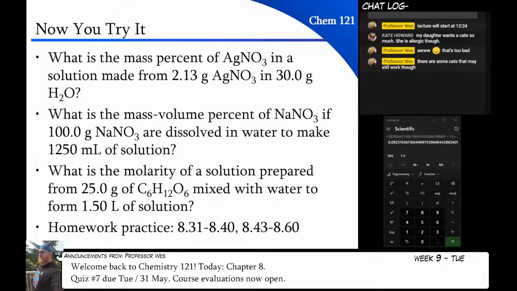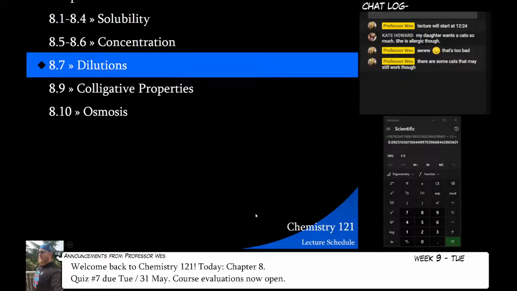All right, there's the homework practice for this section. We're going to do one more mathematical thing. Oops, I didn't mean to skip past it. And then the last two sections we could just breeze right through because they'll be basically just properties of matter that we can discuss. And then we'll start chapter 9. So we'll get chapter 8 done today. And chapter 9 is pretty short.